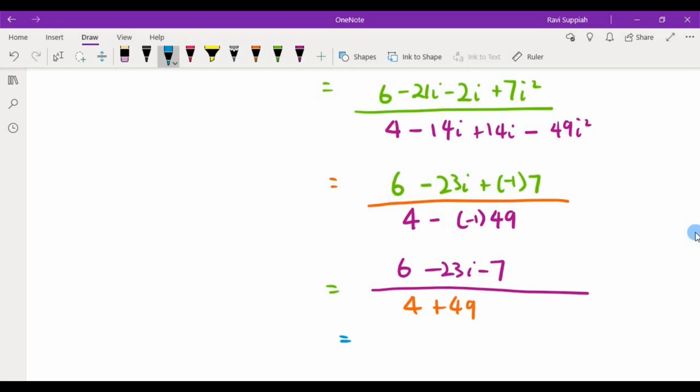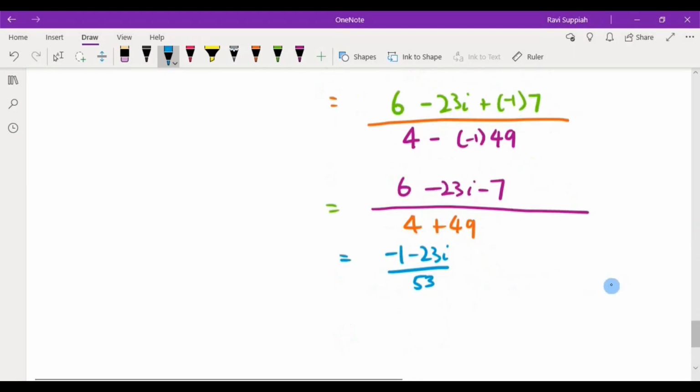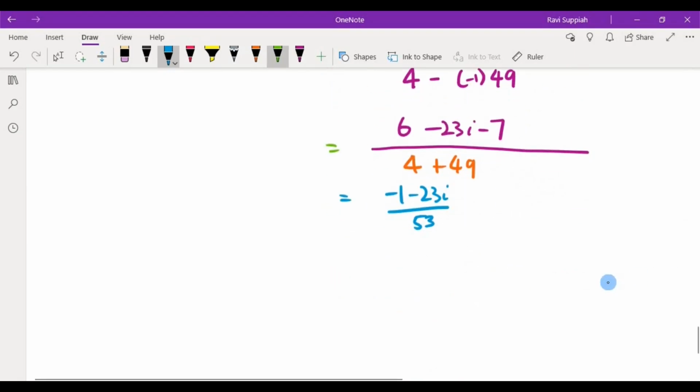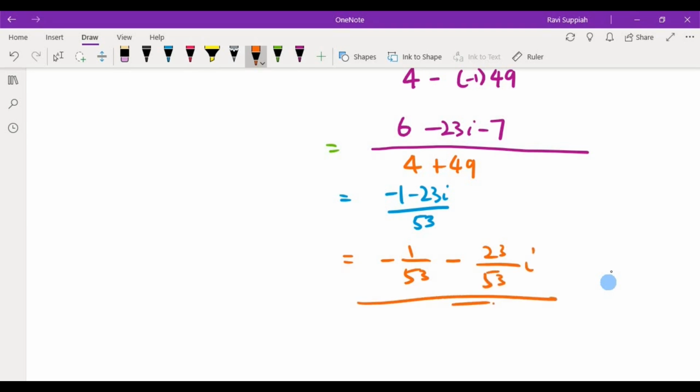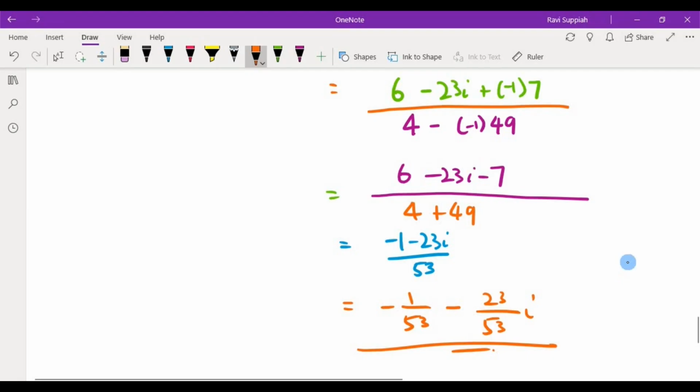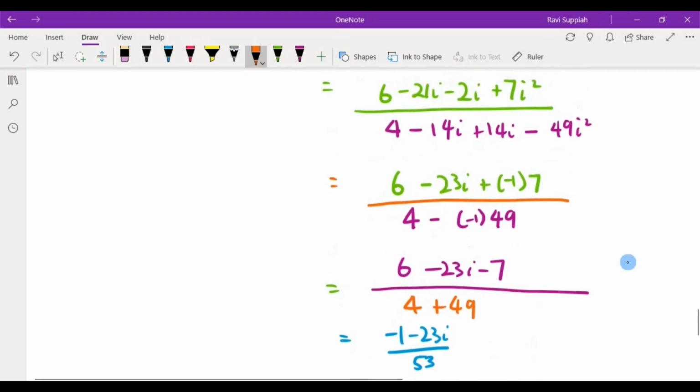So we have minus 1 minus 23i over 53. Normally how we will write it is as minus 1 over 53 minus 23 over 53i. So that is the final answer here for this complex number division.